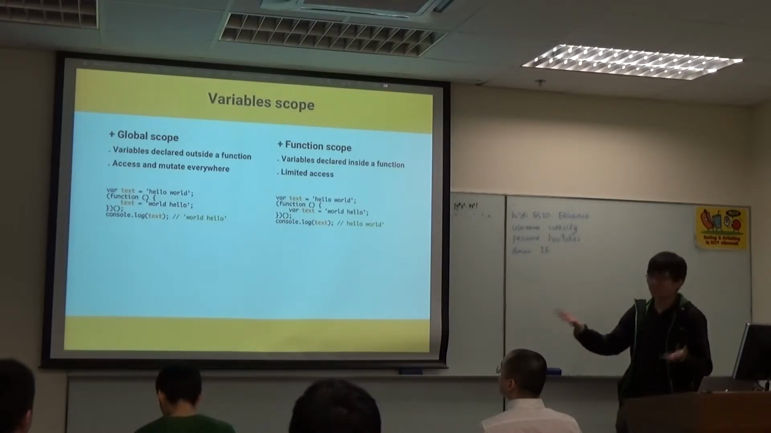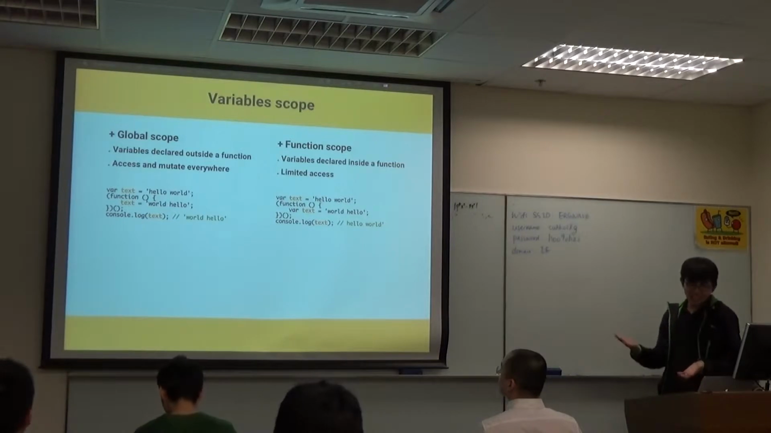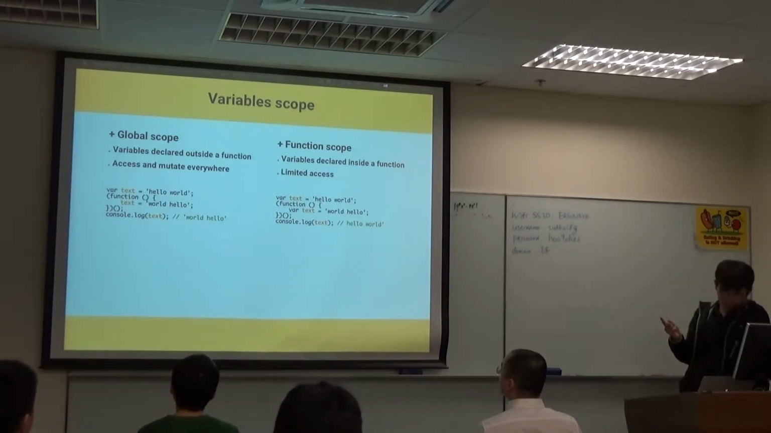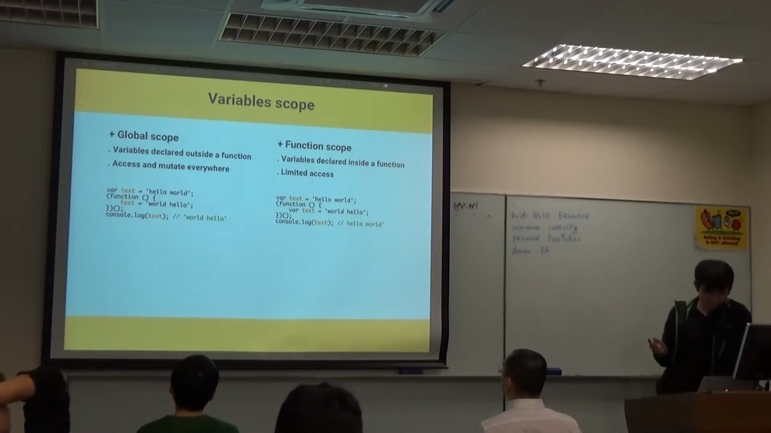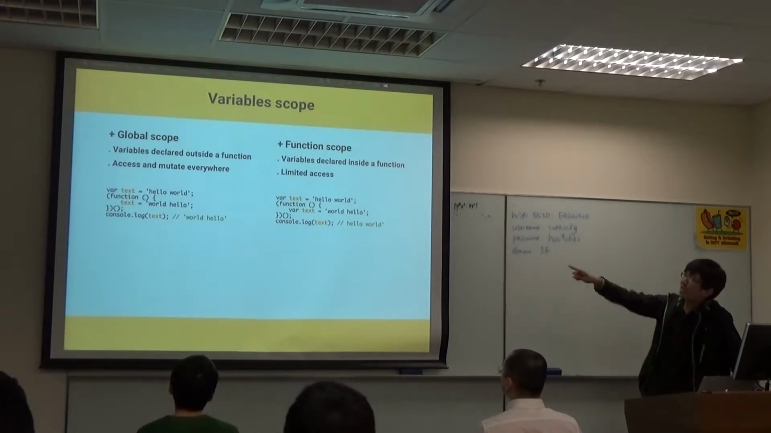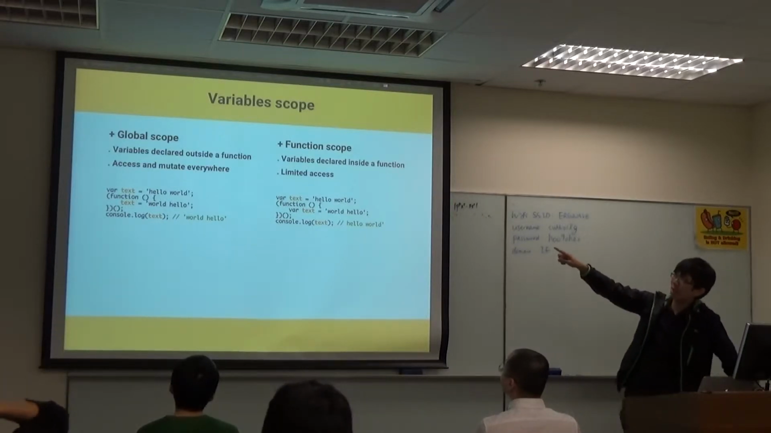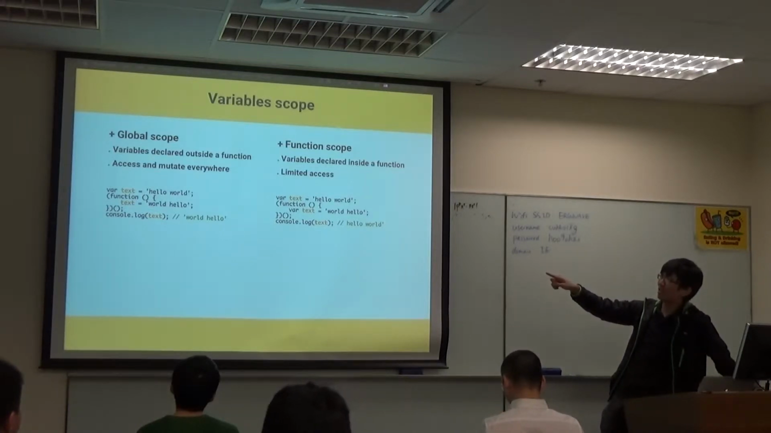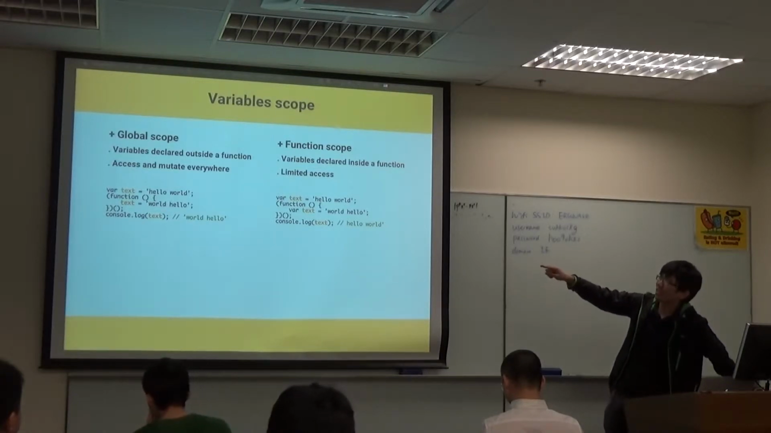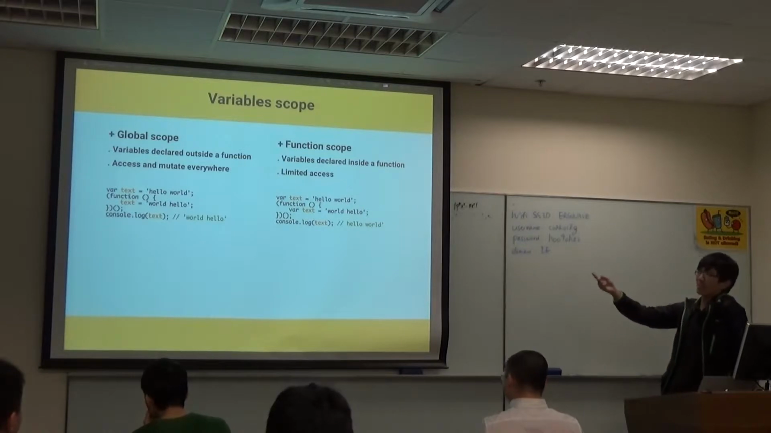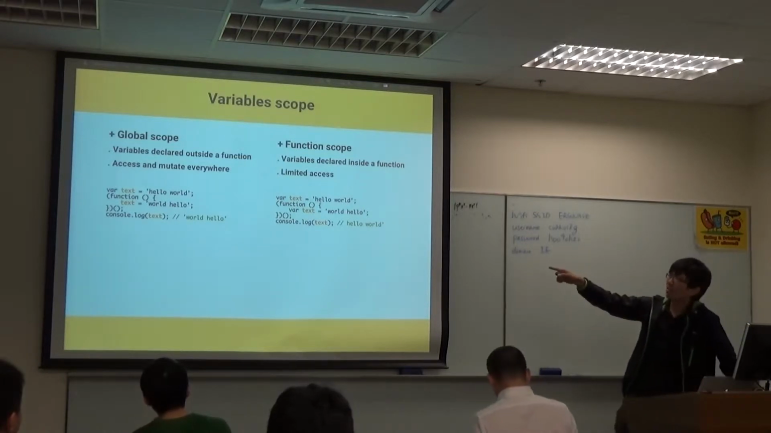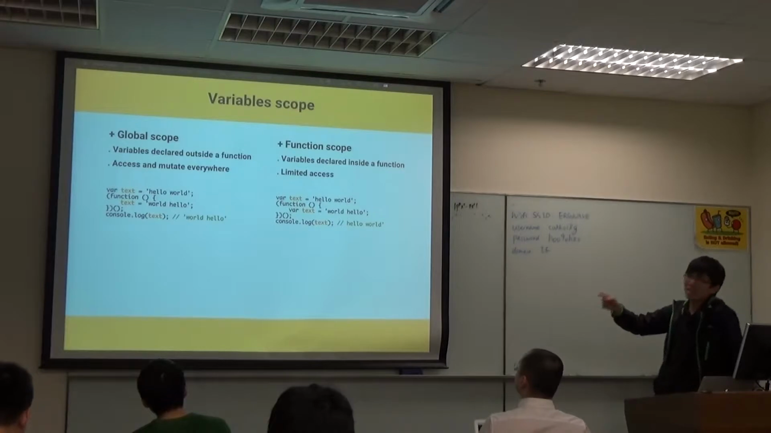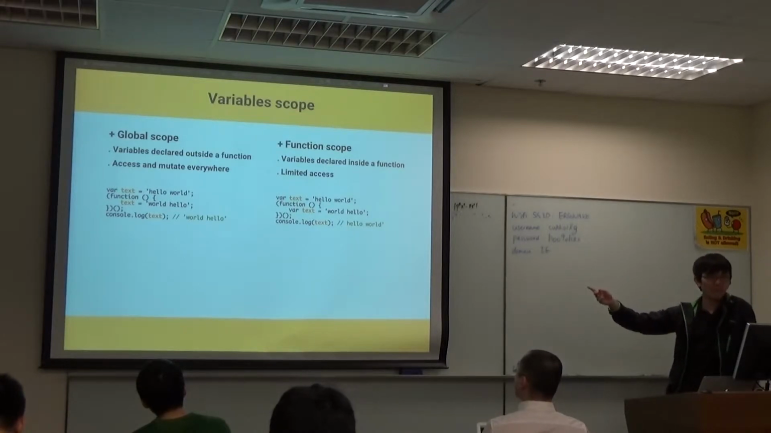Obviously the output is different, right? In the left example, you may notice that the value is changed because we define text equals hello world at the beginning, and this variable can also be accessed within the function. Therefore, in the function, the value of text has been changed, so finally the output is also changed. That's what we call a global variable, right?